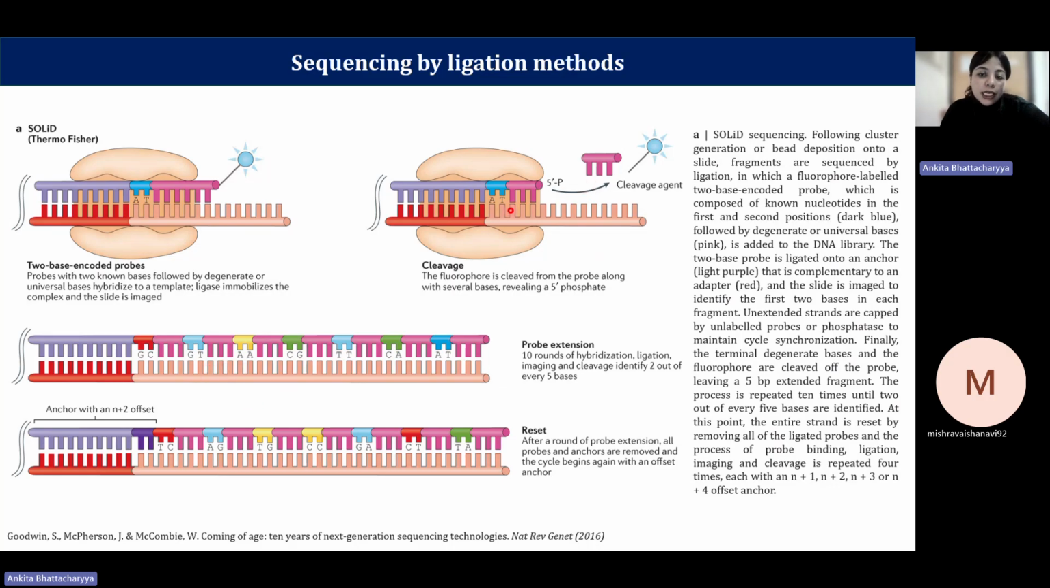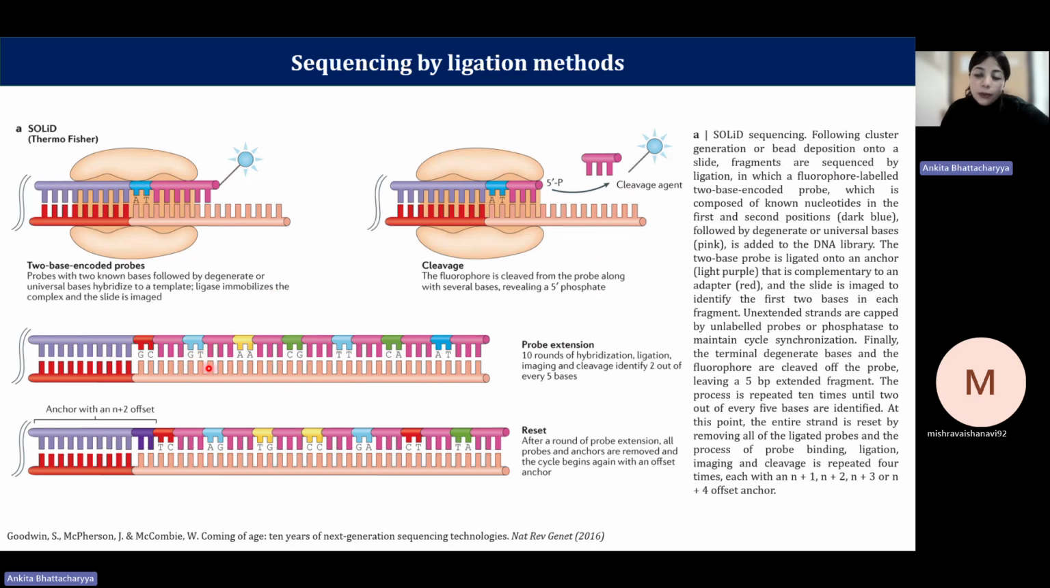What you have here is after this incorporation has been carried out, a cleavage is performed to remove the fluorophore along with several bases so that a 5' phosphate end is exposed. Next, what you can do is probe extension can be carried out where 10 rounds of hybridization, ligation, imaging, and cleavage will be carried out to identify 2 out of every 5 bases. Again, you will find a probe which gets incorporated somewhere here.